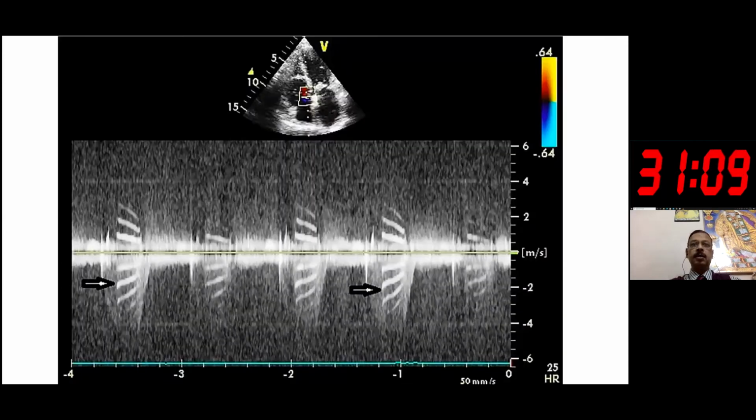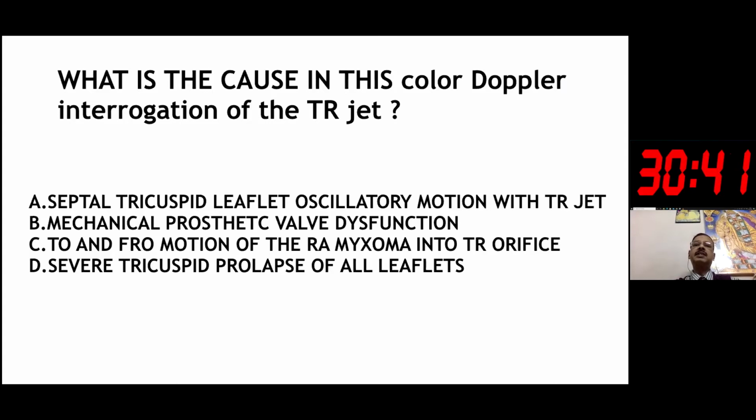Now, quiz number 3. This is actually the continuous wave Doppler taken near the tricuspid valve. What is the arrow indicating, and what is the image showing? Look at this very carefully, and now I'll give you the options. So what is the cause in this color Doppler interrogation of the tear jet? These are the options.